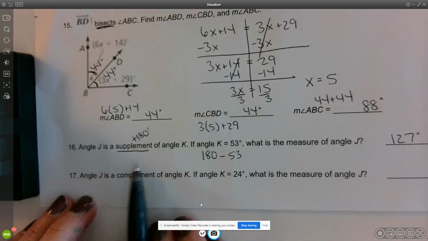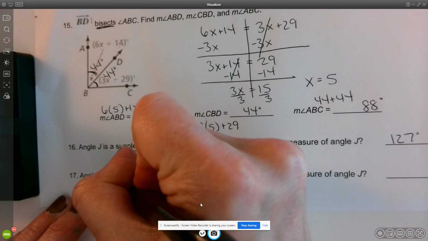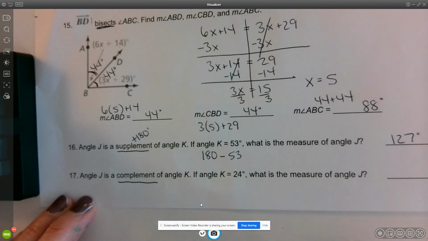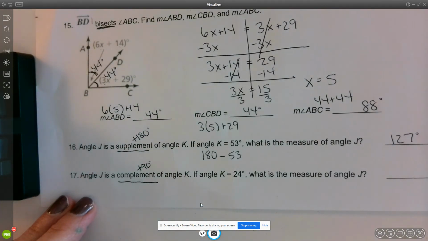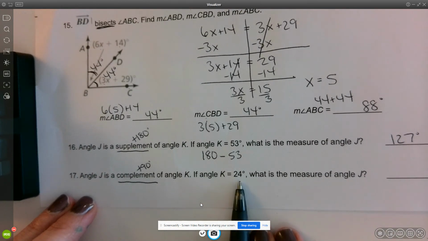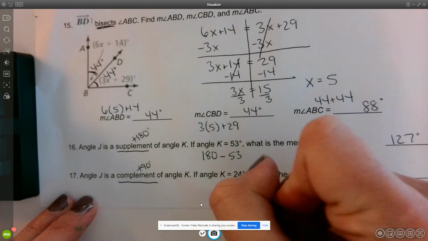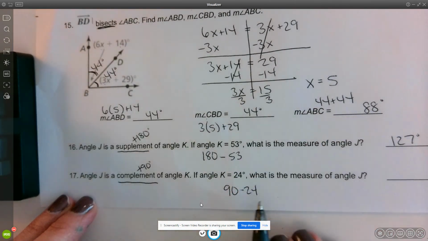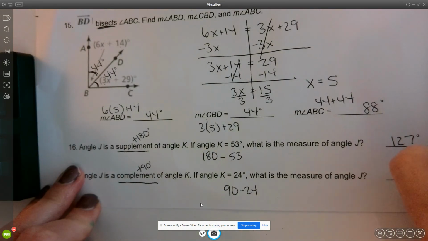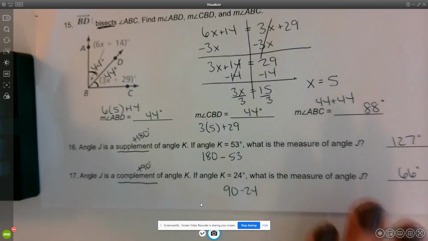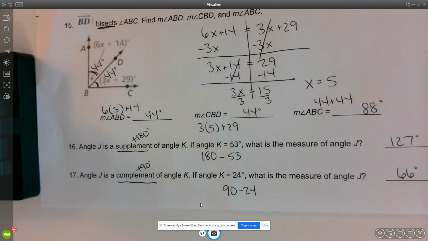Number 17 is similar, but in this one, angle J is a complement. Remember, complementary angles add up to 90 degrees. So if angle K is 24 degrees, I need to now subtract 24 from 90 in order to find the measure of angle J. When I do that, I find that the measure of angle J is 66 degrees.